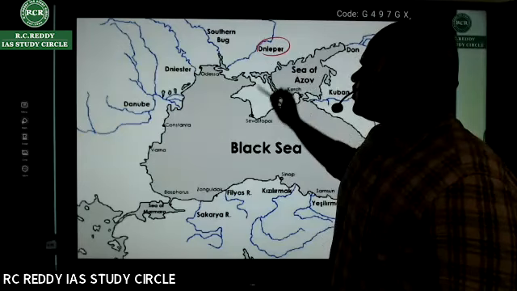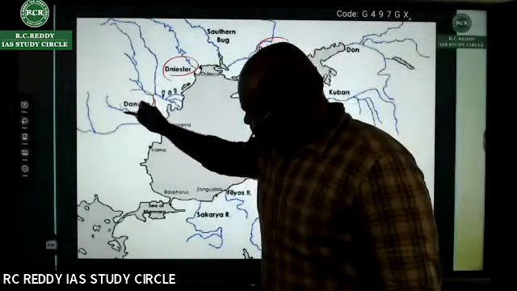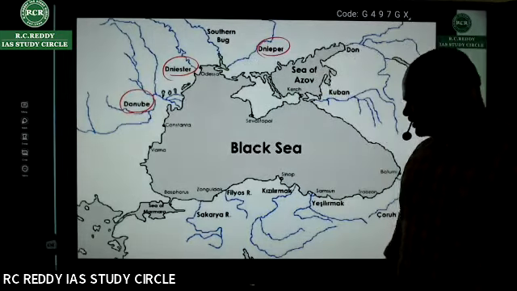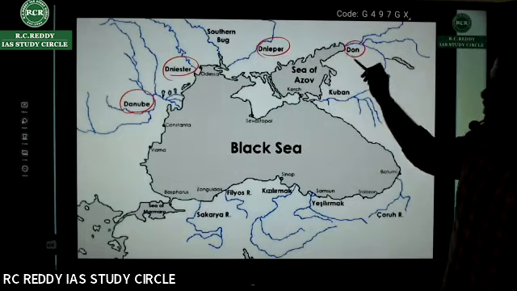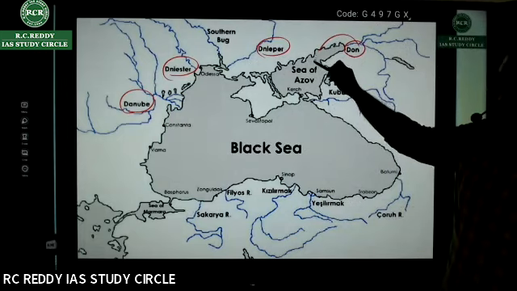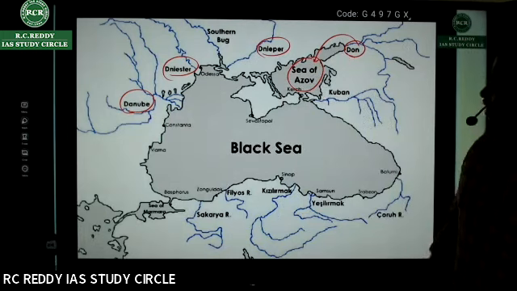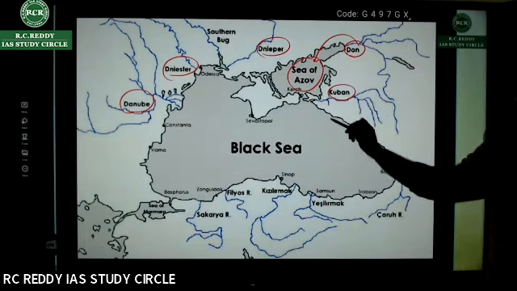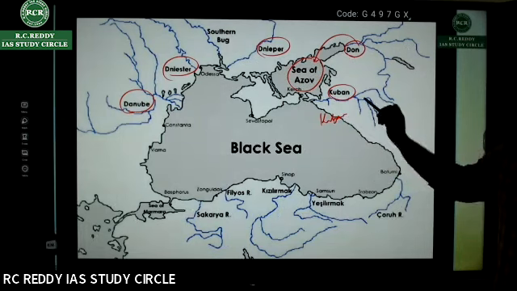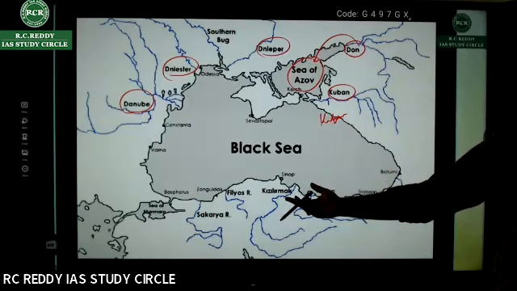One is Dnieper, Dniester, Danube, right? Dnieper, Dniester, Danube, and can I call Don also? Don is moving into the Sea of Azov. The Sea of Azov was between which countries? Russia and Ukraine, right? One particular river which is draining into the Black Sea is the Kuban River. Now, others you remember, don't remember, it's up to you.